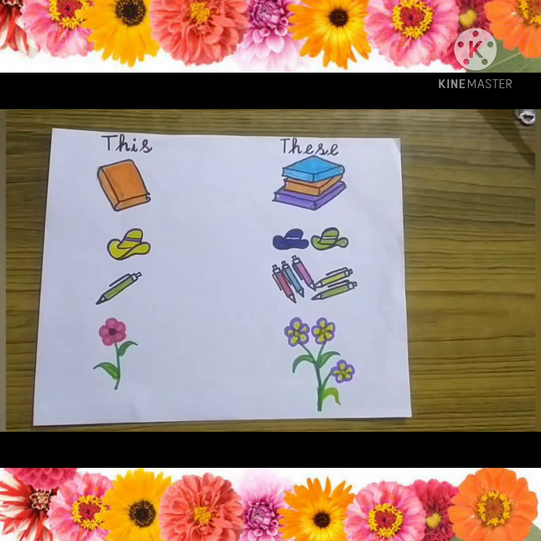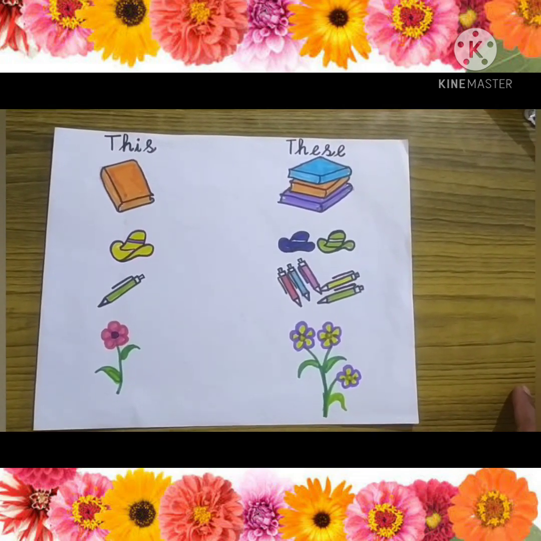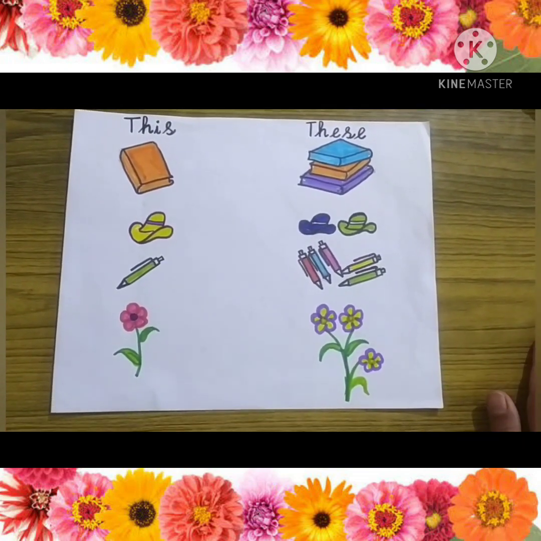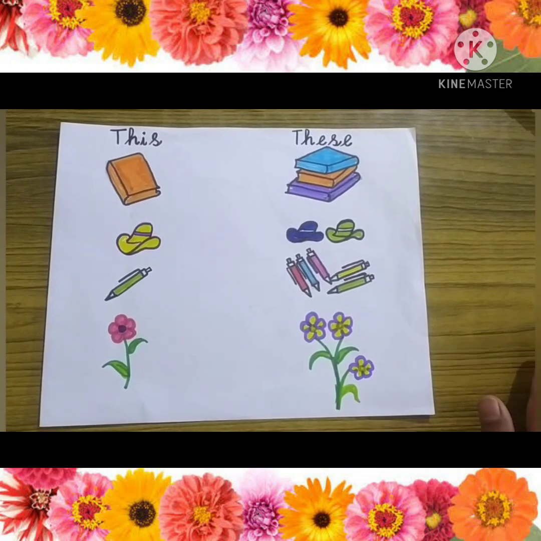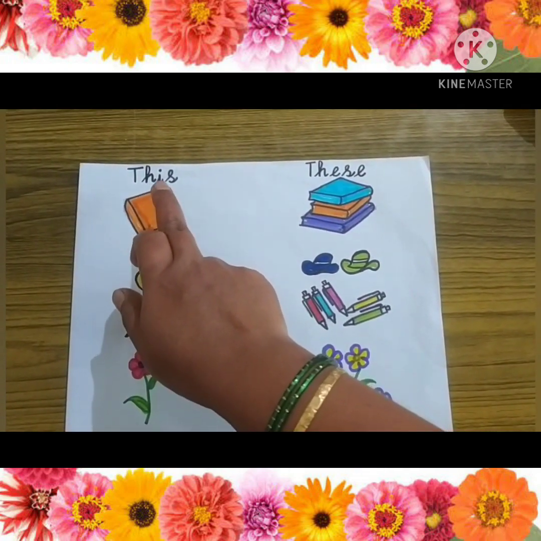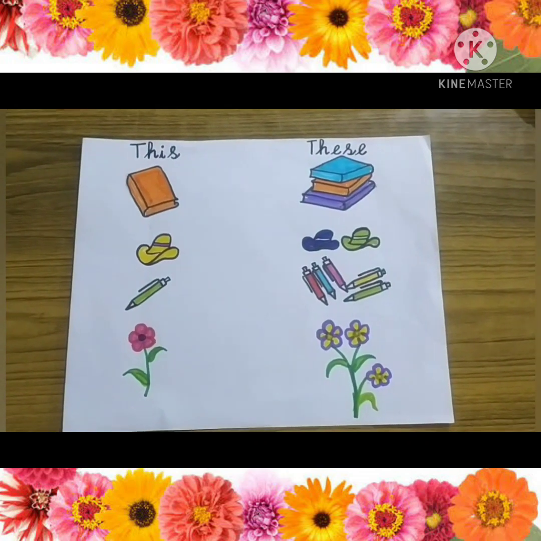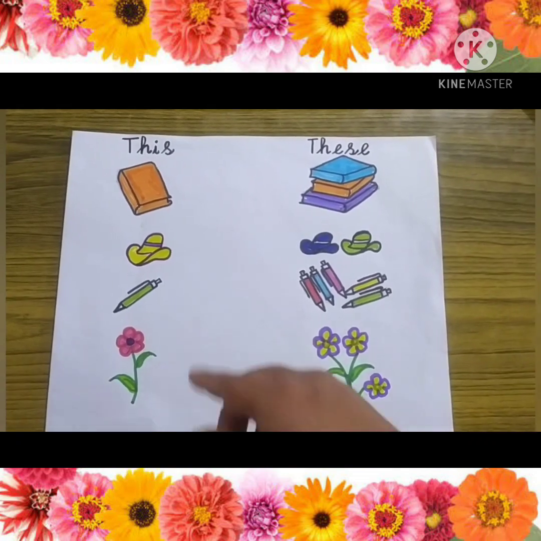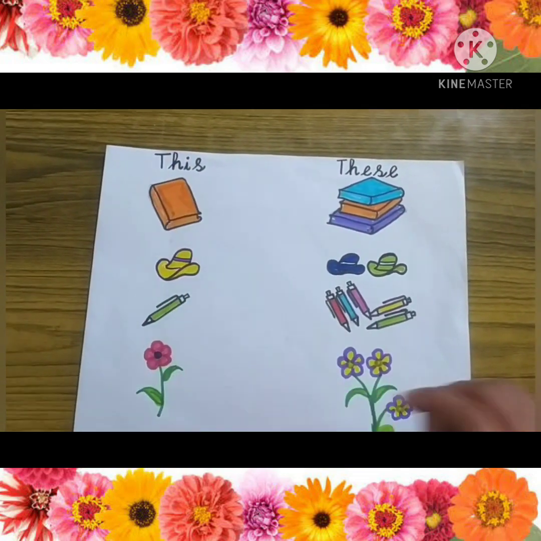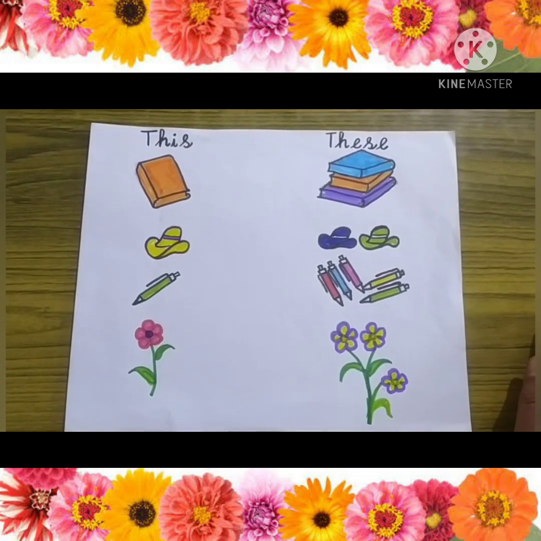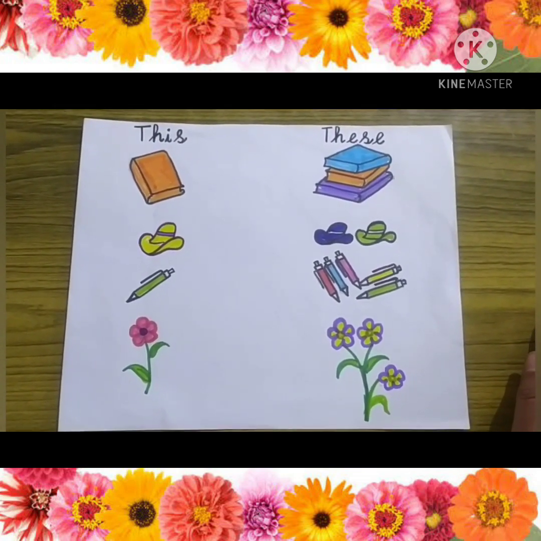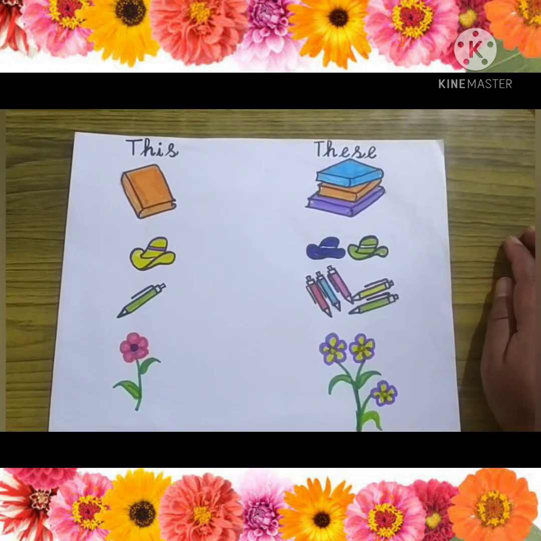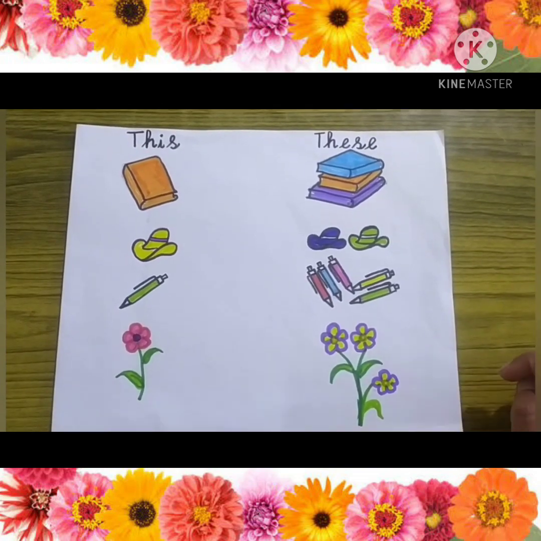Come on, children. Now, children, you can see here, Mataji has made a small teaching aid. Now, what is written here first? T-H-I-S. This. You all are clear with when do we use this? We use this when the object is only one in number and when the object is near to us. When do we use these? We use these when the object is more than one number.